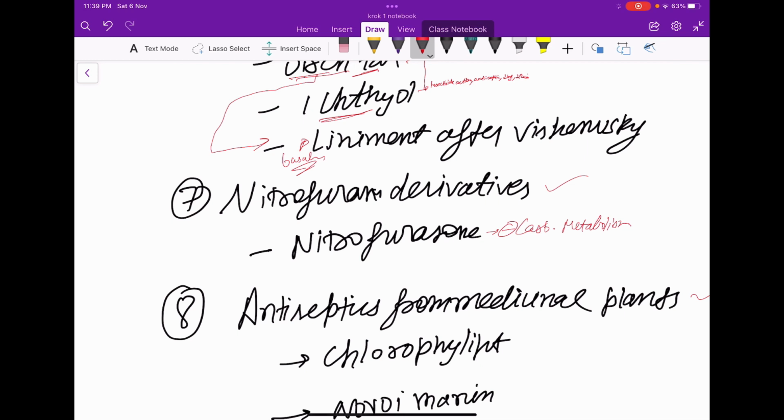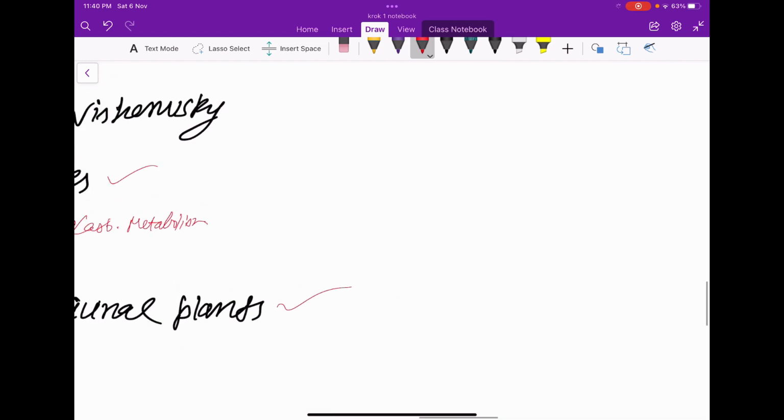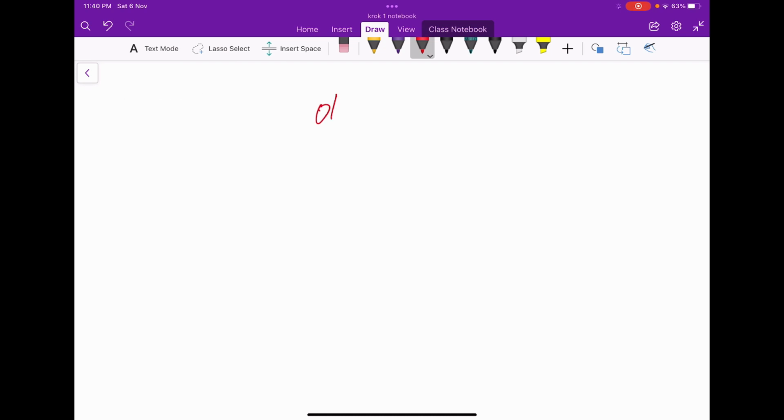What are the indications, guys? Purulent wounds, ulcers, burns, irrigation of cavities, gargling, otitis, skin pustules, and conjunctivitis. Guys, see, most of them are the same. Let me just write them down once and for all: otitis, conjunctivitis, thereafter irrigation of cavities, thereafter gargling, thereafter skin pustules.